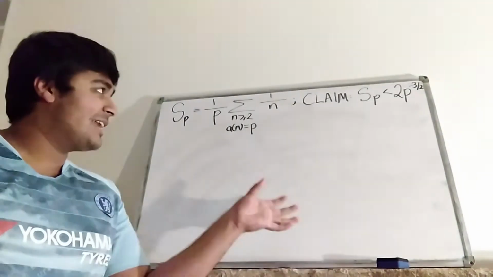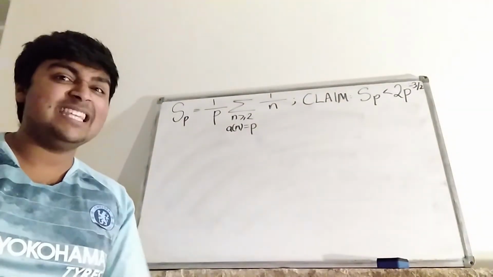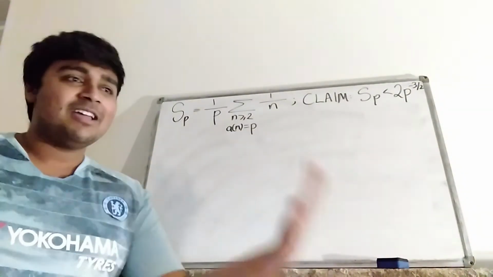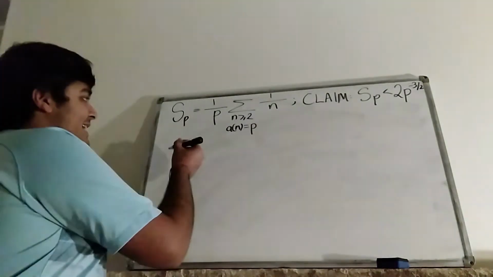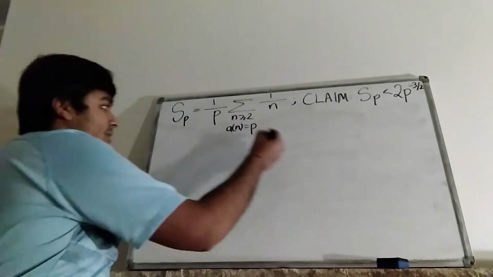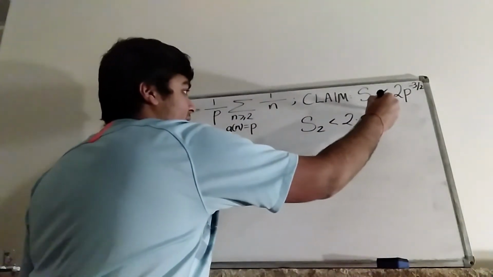Okay, so I've written up what we had on the whiteboard at the top, and we're going to prove the base cases first. So when p equals 2, the first prime number, and also the second prime number, when p equals 3. Okay, so let's look at S2. We want to show that S2 is less than 2 times 2 to the minus 3 over 2.